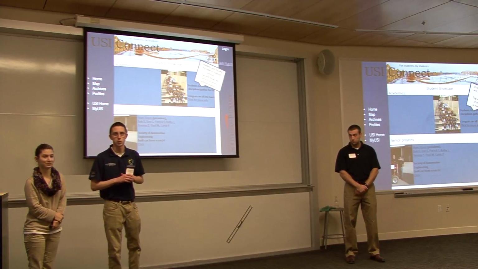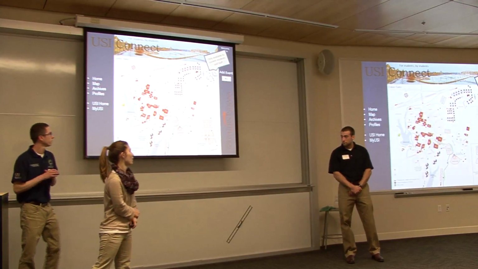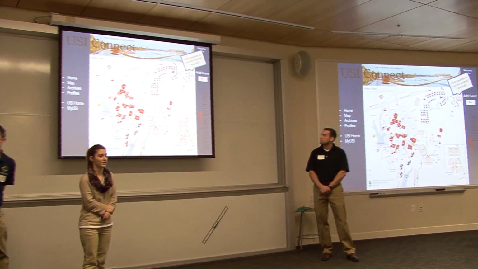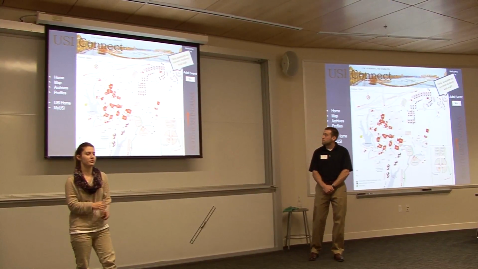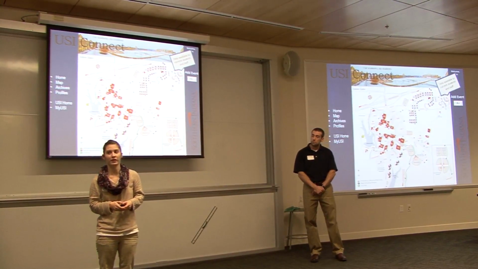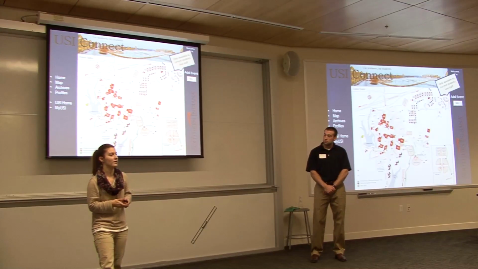And now Rochelle is going to explain our real-time mapping. Our second element to our USI Connect is the real-time map. This will use your location services on your phone, and it will be compatible with a smartphone.